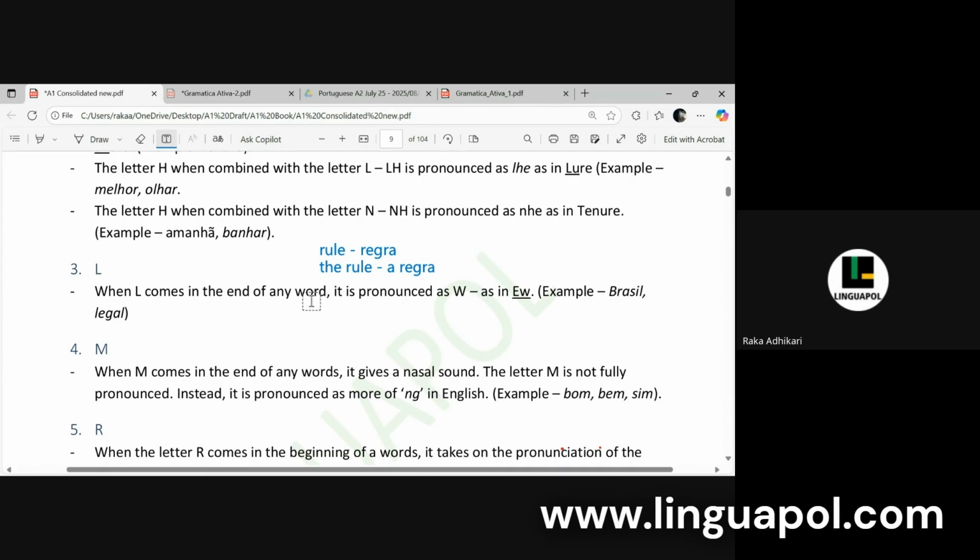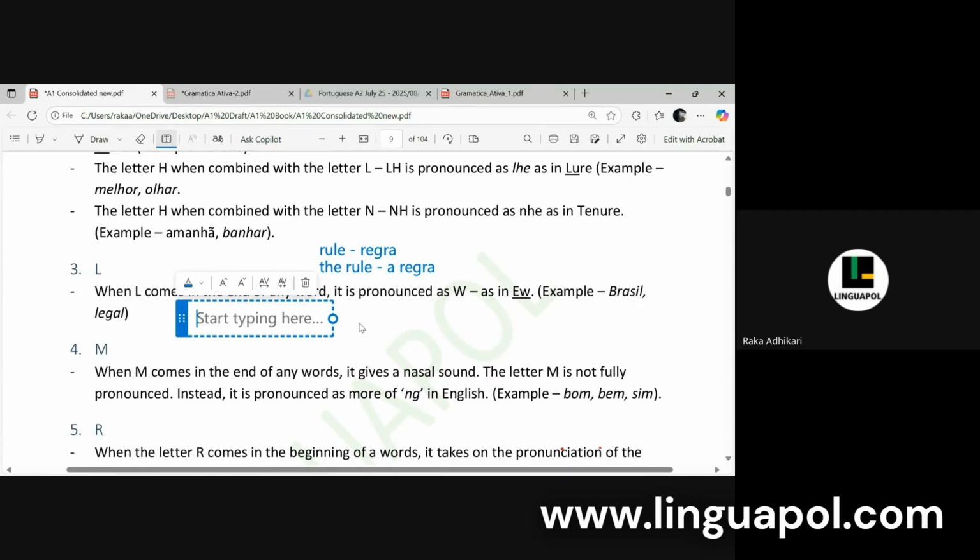When L comes at the end of any word, it is pronounced as a W or as a U. And this is only for Brazilian Portuguese. Somente para o português brasileiro. Não é para português europeu. It's not for European Portuguese. This rule exists only for Brazilian Portuguese. When the letter L comes at the end of the word, then it is pronounced like a W or a U. Vamos ver alguns exemplos.